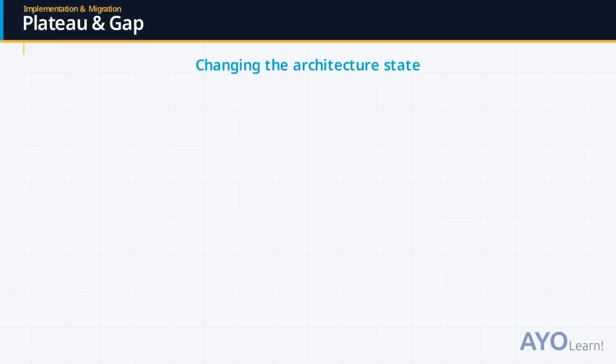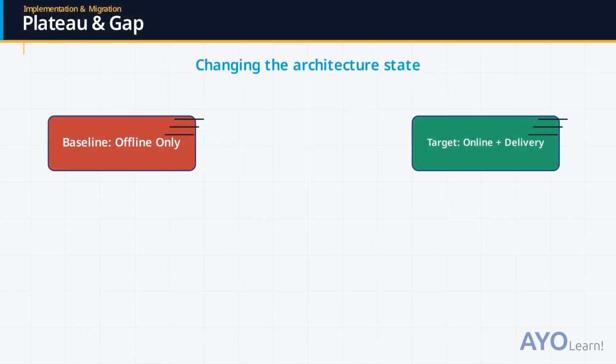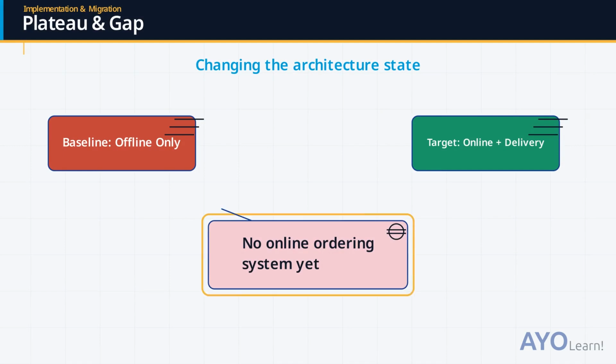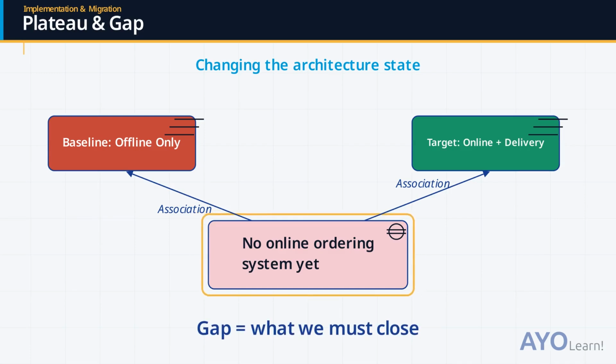Each plateau captures one architecture state. The baseline plateau is where we are now. Our restaurant is offline only. The target plateau is where we want to be, online plus delivery. Between them sits a gap. What's still missing? There's no online ordering system yet. That gap is what we must close.